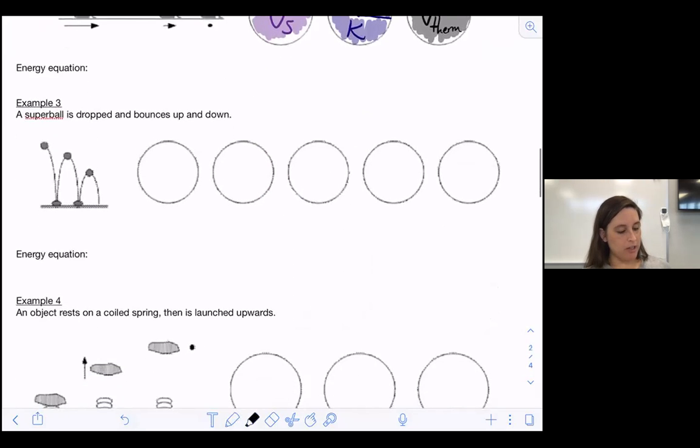Let's do a super ball that is dropped and bounces up and down. So if we look right away, we drop it. There's no motion, so no kinetic energy, but we are far above our surface. So I'm going to expect that this is all gravitational energy here.